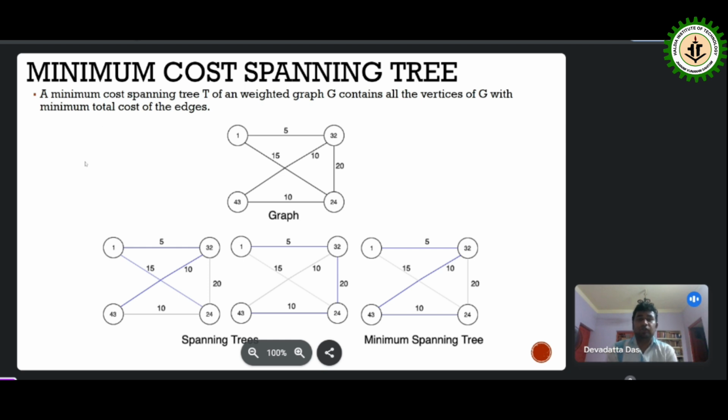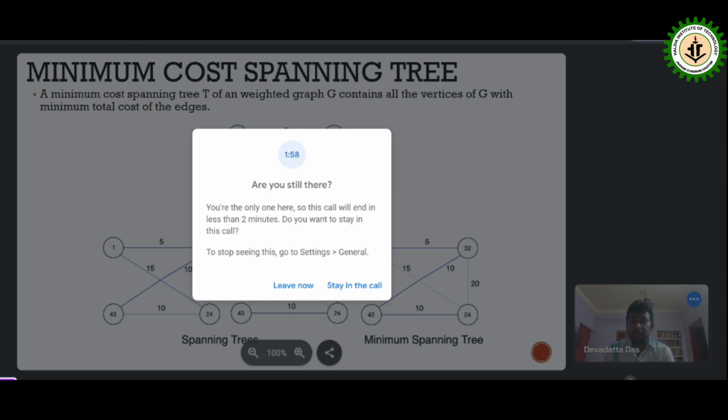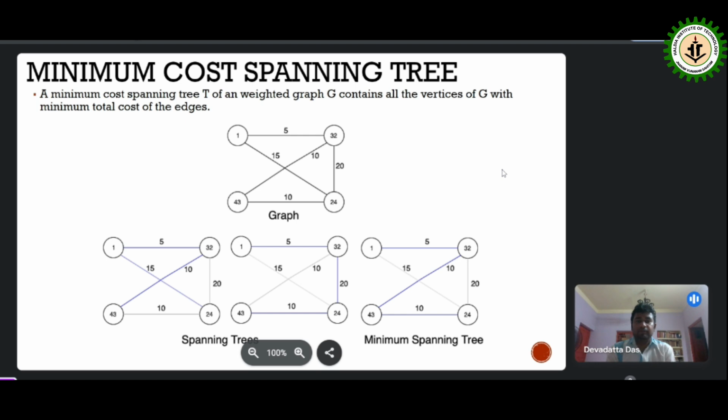So here is the minimum cost spanning tree. Here are the edges and the values of the vertices. I'm just finding the spanning tree, the minimum cost of the spanning tree.